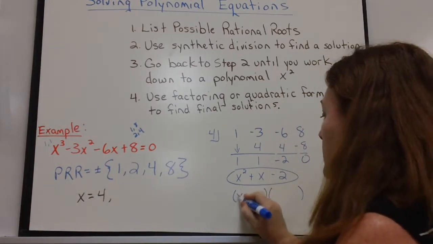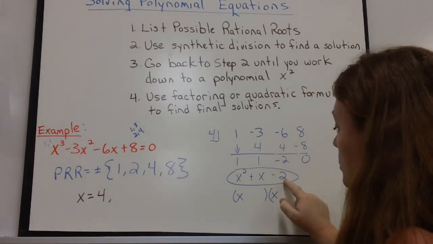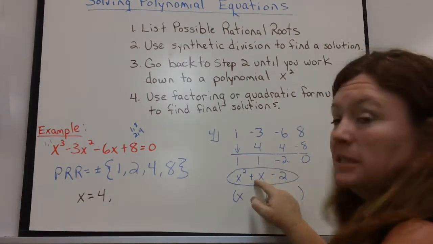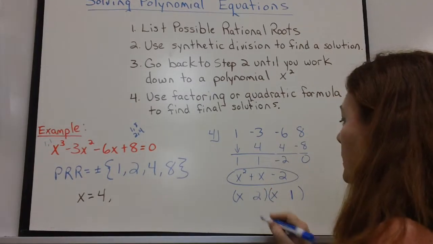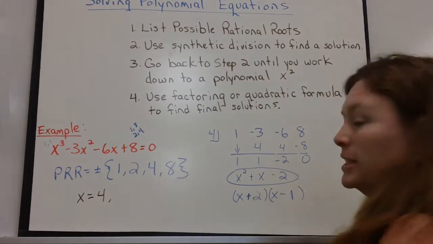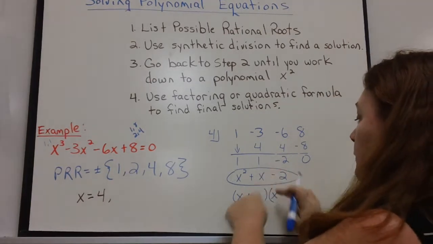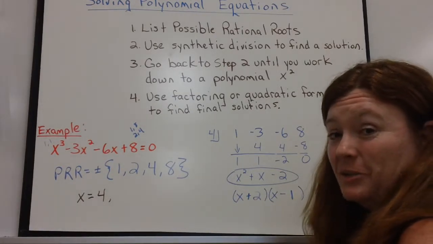X squared is x times x. What two numbers multiply to give me 2 and subtract to give me 1? That would be a 2 and a 1. To get a positive 1, that would be a positive 2 and a minus 1. So this factors into these two, and I can see my other two solutions.